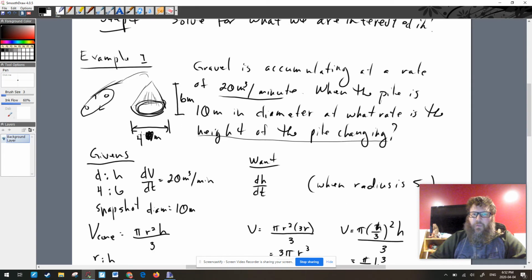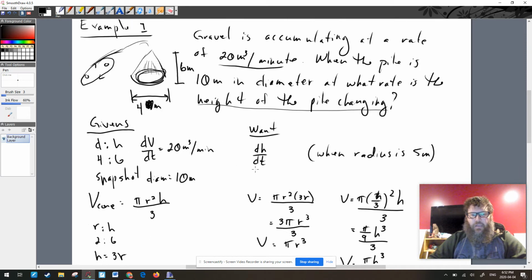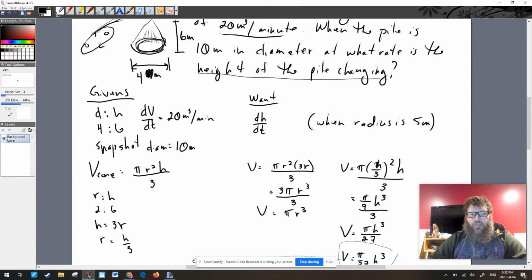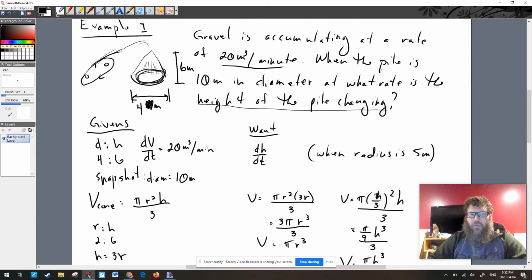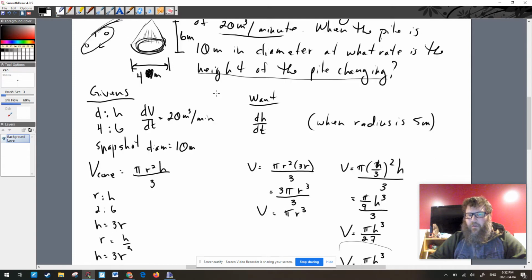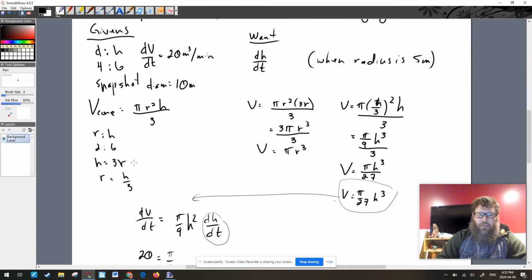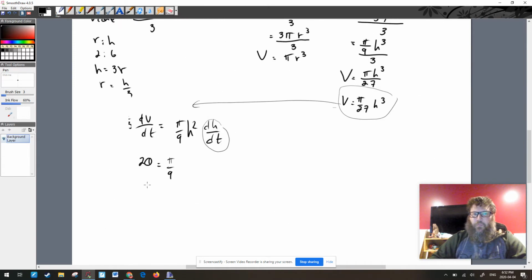Now the height, it tells us when the pile is 10 meters in diameter, what is the height going to be? Well, we have an expression for height in terms of radius. So if it's 10 meters in diameter, we can take this expression right here, and we know that h is equal to 3r. Well, if it's 10 meters in diameter, that means that it's 5 meters in radius.